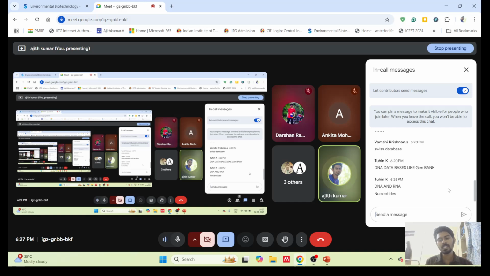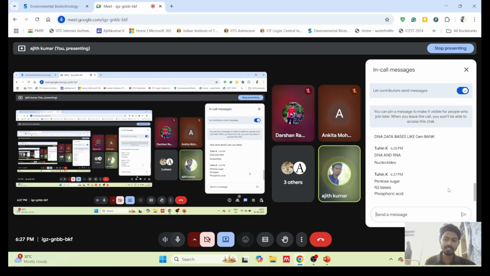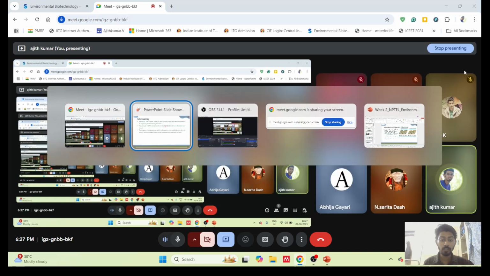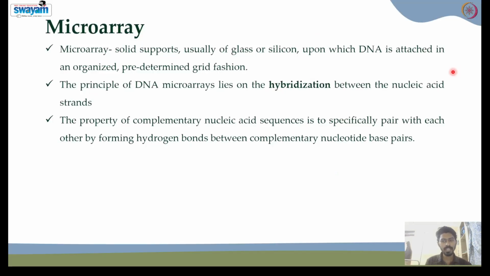Then what is the difference in RNA? So DNA is made up of A, T, C, G, whereas RNA is made up of, there is one difference, right? Yes, so again it is made up of pentose sugar, nitrogenous base, phosphoric acid. Yes, the difference is uracil. So this is the basics of nucleic acid, and what happens in the microarray.